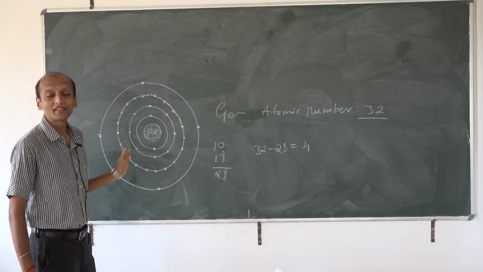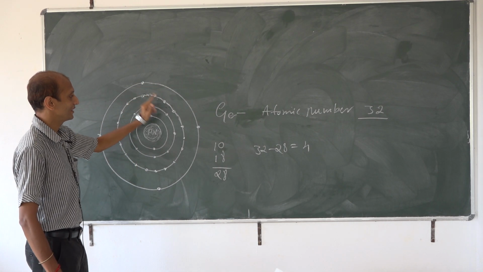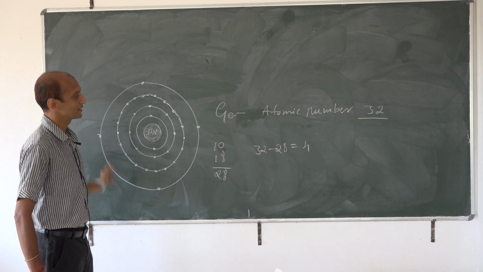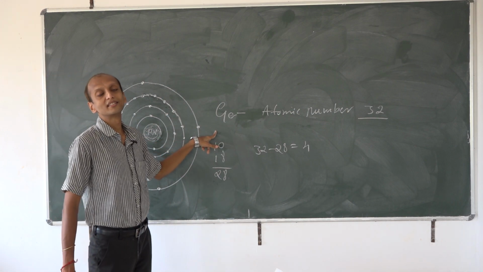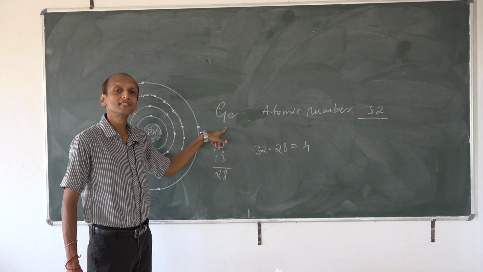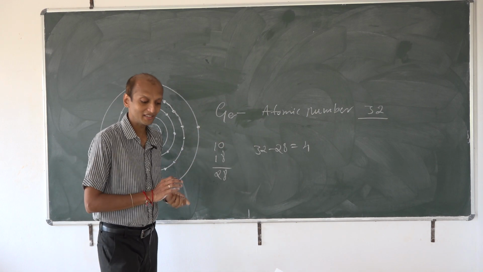So this is how germanium is a best semiconductor material, and here it shows 4 valence electrons, which says that this material is a semiconductor material. Okay, yes.